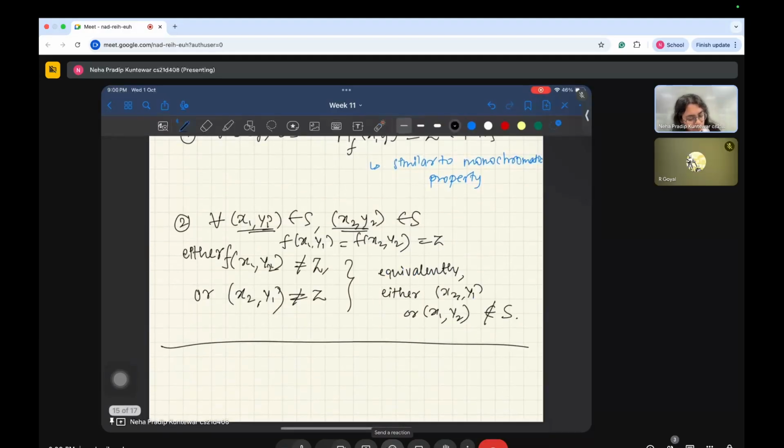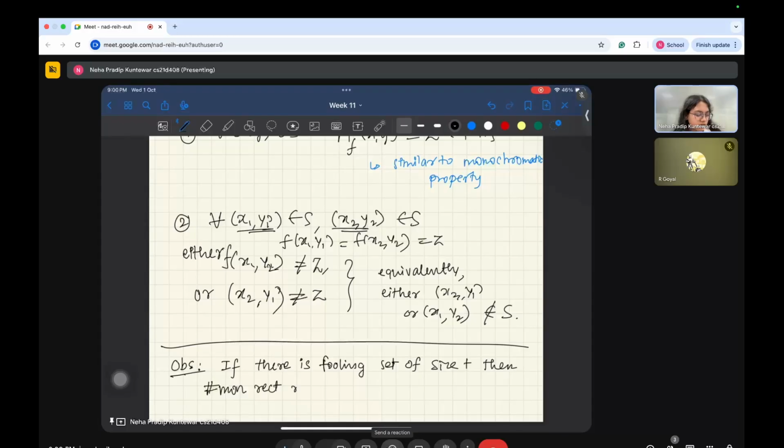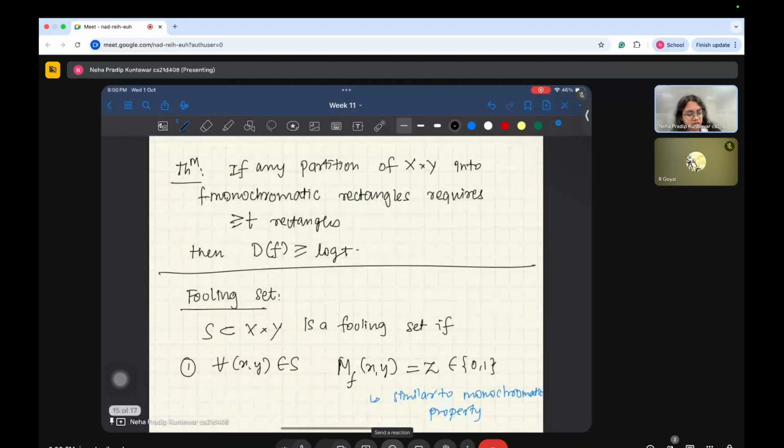This is a simple observation that if there is a fooling set of size t, then the number of monochromatic rectangles required to cover M_F is at least t. So by that you directly get this bound.